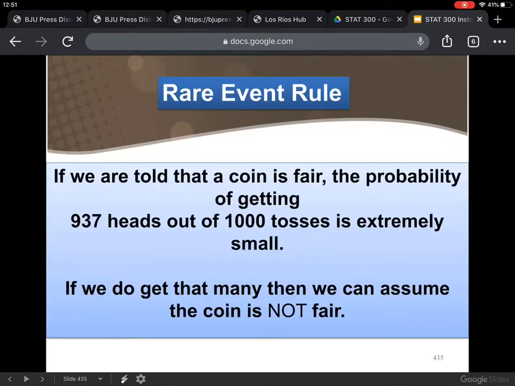Okay, hopefully you've tried that. Let's talk about the rare event rule. If we are told that the coin is fair, flipping a coin, you have a 50-50 chance of heads or tails, but then when you start flipping it 1,000 times, among 1,000 tosses, you get 937 heads. What do you think about the coin now? Well, if it was fair, you should get something close to 500, not 937. When you get this many heads out of 1,000 tosses, because the probability of getting this many heads is very, very small, you would start thinking, wait, is the coin really fair?